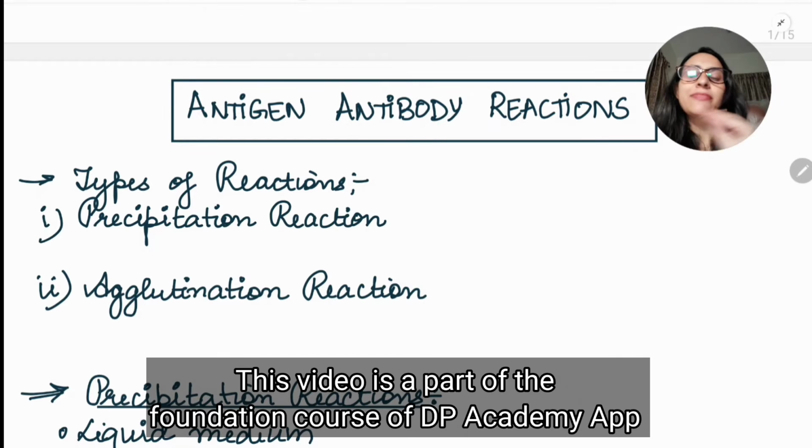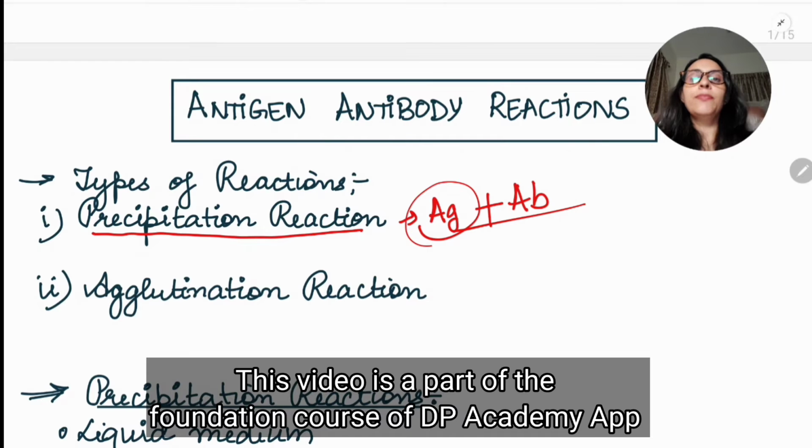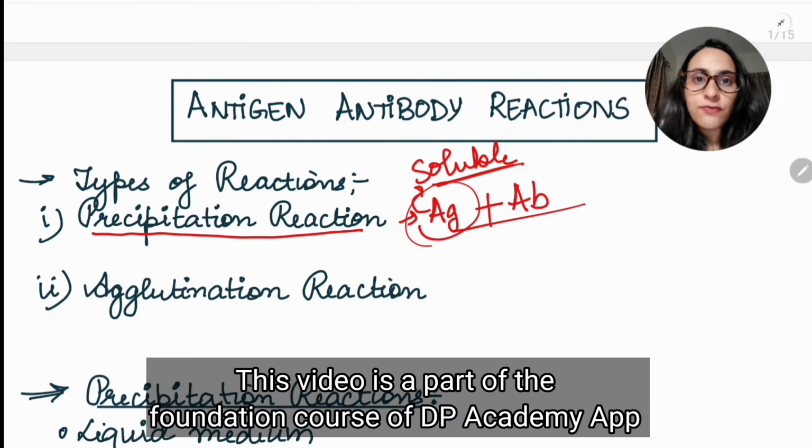So when an antigen meets antibody, this reaction can be of two types. Either there can be precipitate formation, so that is known as precipitation reaction, in which a soluble antigen combines with the antibody and the precipitates are formed. So in a precipitation reaction, the antigen is soluble, and it forms the precipitation.